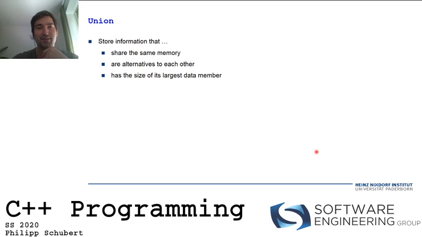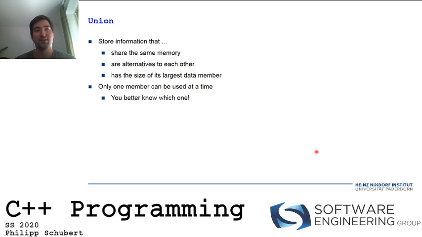And the size of your union type, if you declare a variable of some union type that you defined yourself, this variable has the size of its largest data member. We will have an example of how that looks and how that works in a second. And if you have a variable of such a union type, only one member of that union type can be used at a certain time. And it's considered somewhat dangerous because you yourself have to know which member of that union is currently valid and which you are allowed to access.